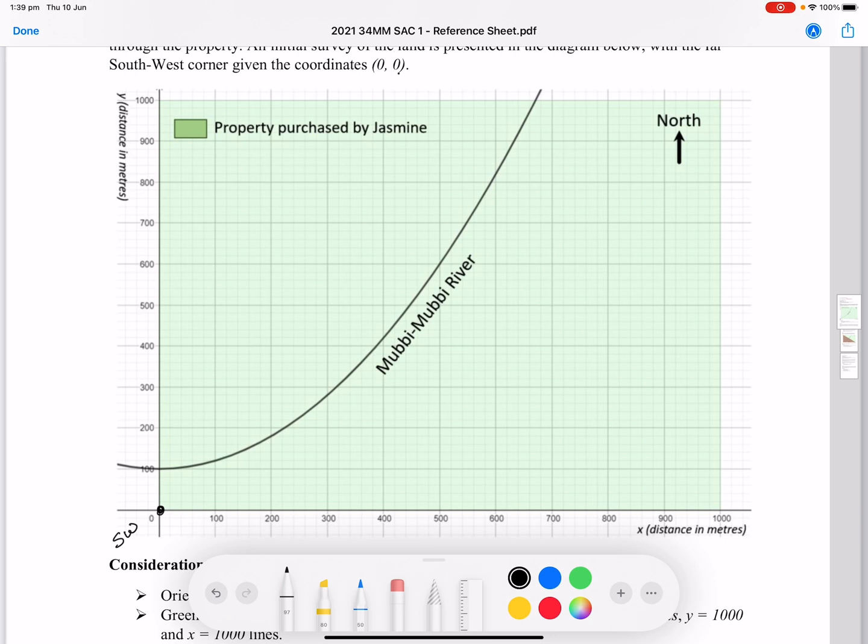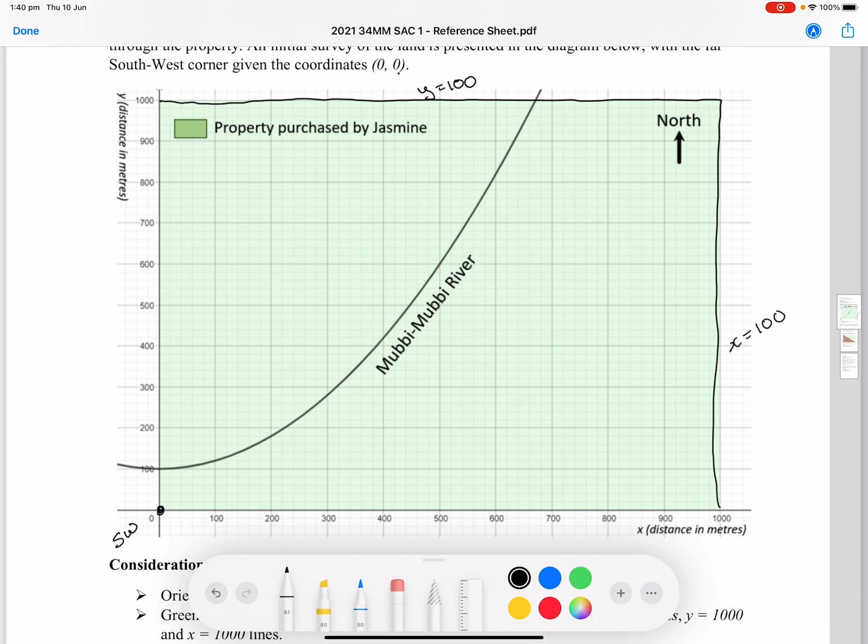And the property is bounded by these lines. So this line could be written as x equals 100, and this line could be written as y equals 100. You need to make sure that you're aware of that. Now the Moobi River is represented by this curve. You'll be given the curve in the task, and it flows straight through the property.